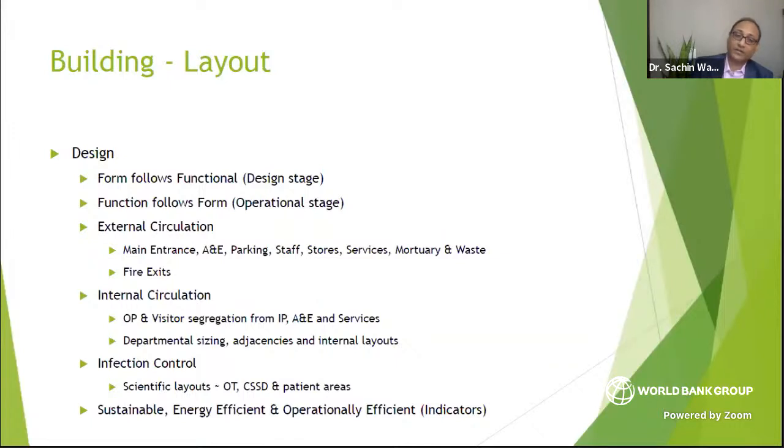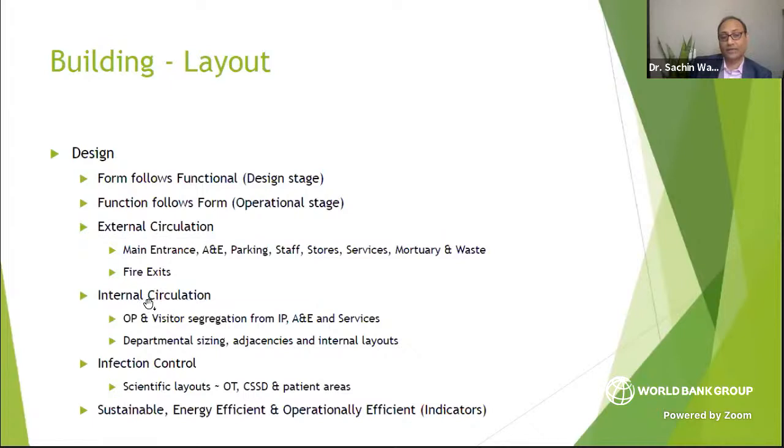Multiple stores in terms of, say, medicines, your consumables, your housekeeping items, and not to forget the services in terms of your kitchen or even your laundry. A very sensitive issue is the mortuary for transportation of dead bodies, and also the waste management. Fire exits are very important because safety is of paramount importance in today's day. These are the things that will ease life, rather than being a mess if these things are not thought about in the design stage itself.